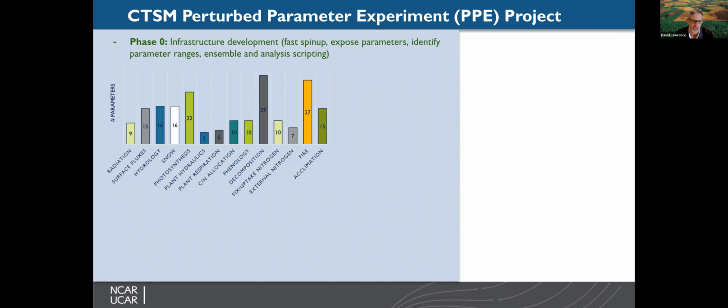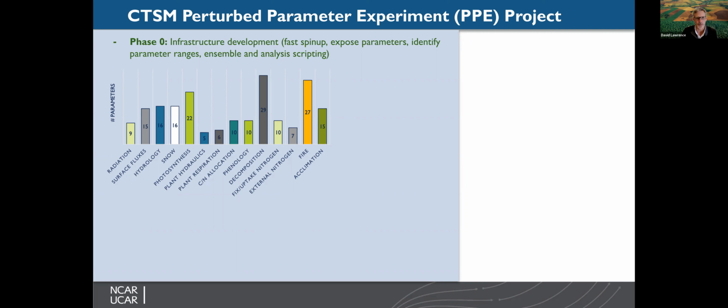And there were some decisions that we had to make along the way that I'm not going to get into here. But that was an effort in and of itself, finding all the parameters. Then we had to identify parameter ranges for each one of those. So there's literature surveys, expert judgment. We went through the process for all those 200 parameters, just determining reasonable parameter ranges.